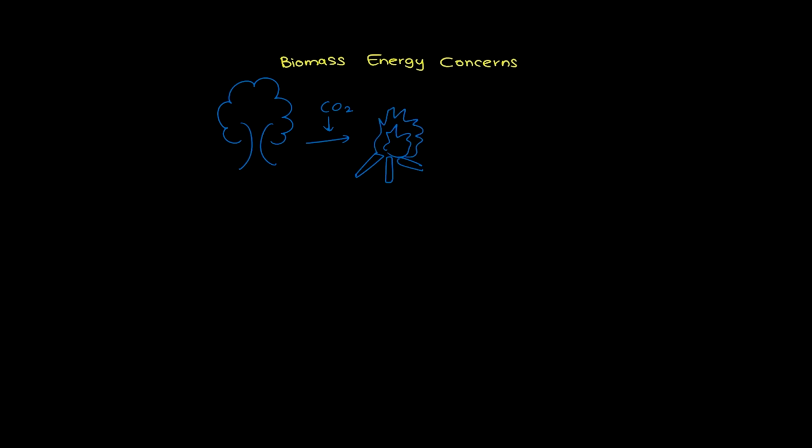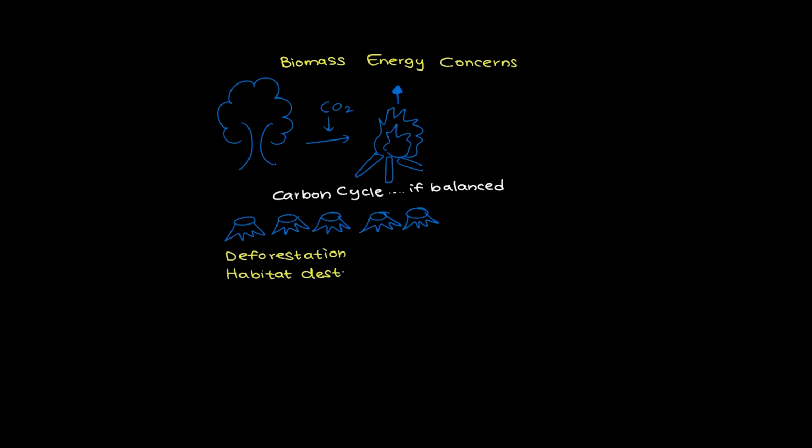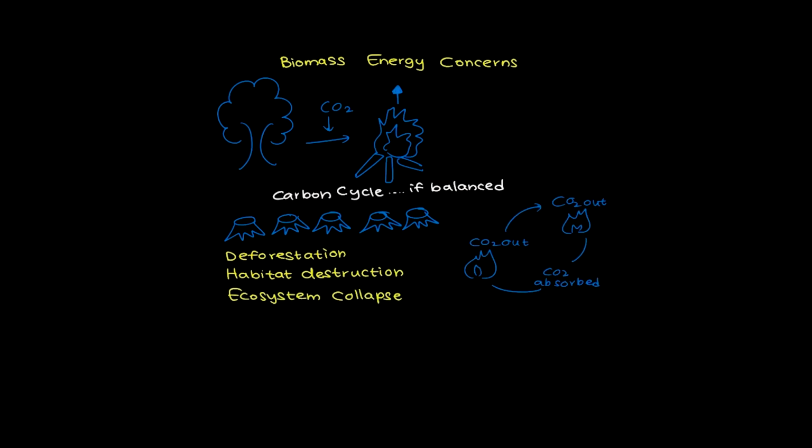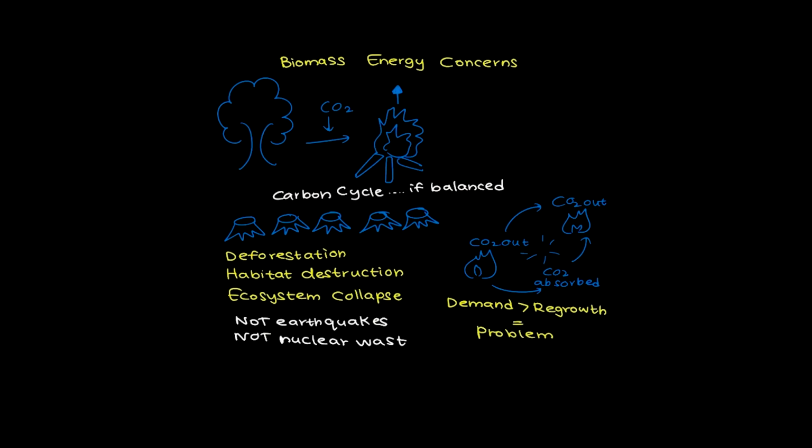Biomass energy, burning wood and plant materials, sounds carbon neutral. Plants absorb CO2 while growing, release it when burned, and new plants absorb it again. Cycle complete. But here's the environmental concern. What if demand for biomass fuel exceeds the rate forests regrow? You start cutting trees faster than they can be replaced. Deforestation, habitat destruction, ecosystems collapse. And ironically, you release more carbon than you're recapturing because there aren't enough new trees growing to absorb it all.